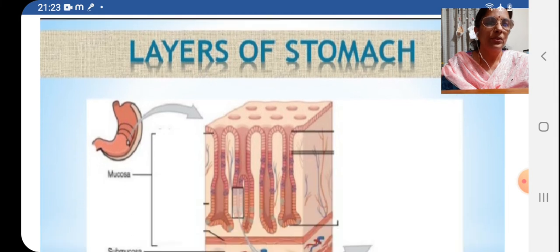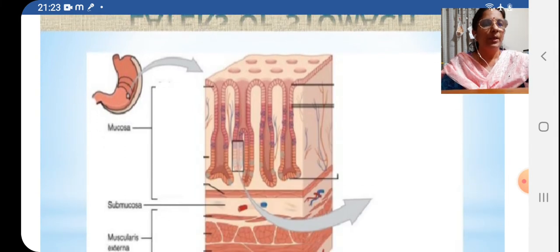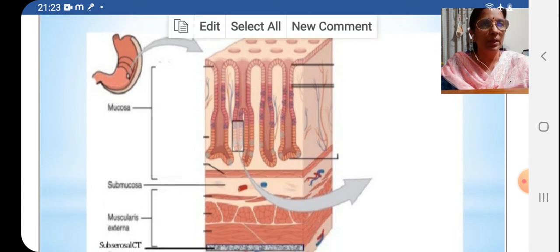Then coming to layers of the stomach, this is what we are concerned with, because according to the infiltration into the layers of the stomach, the tumor classification comes. In TNM classification, the tumor classification comes according to the layers of the stomach. So you know the layers: mucosa. From the mucosa, the carcinoma stomach starts. Then the submucosa. In between, there is a small layer, that is the muscularis mucosa.